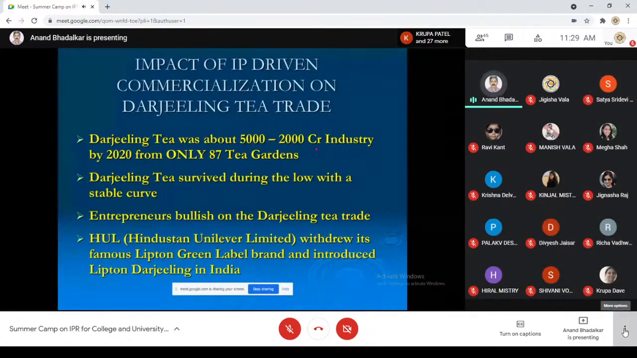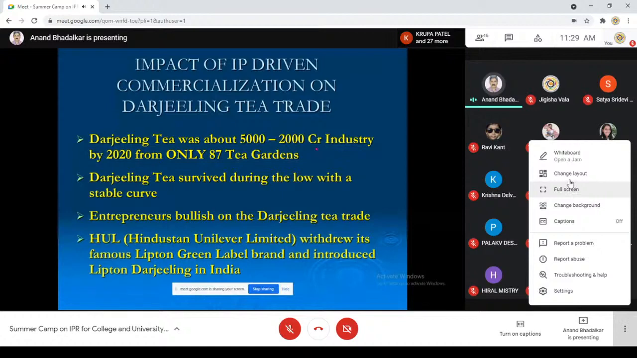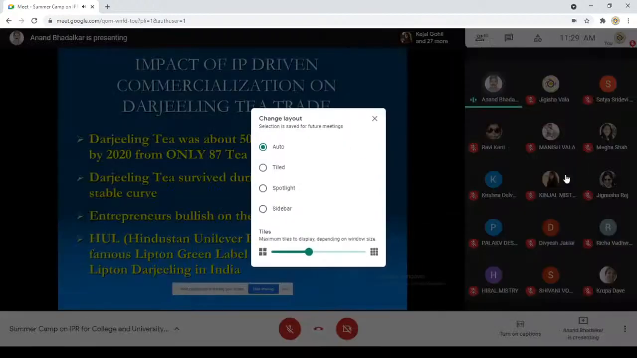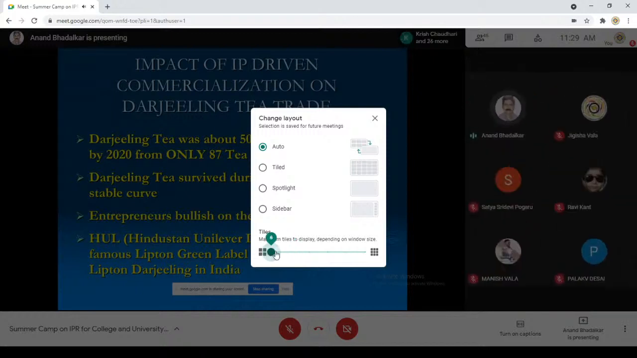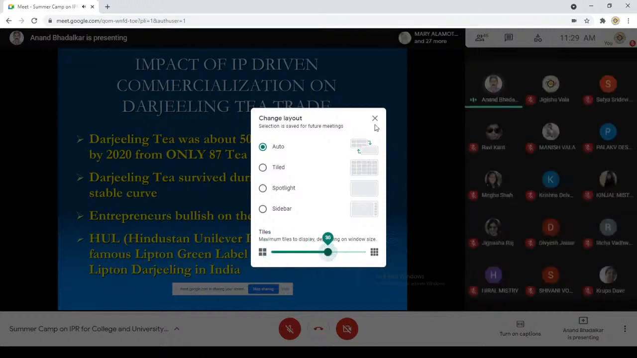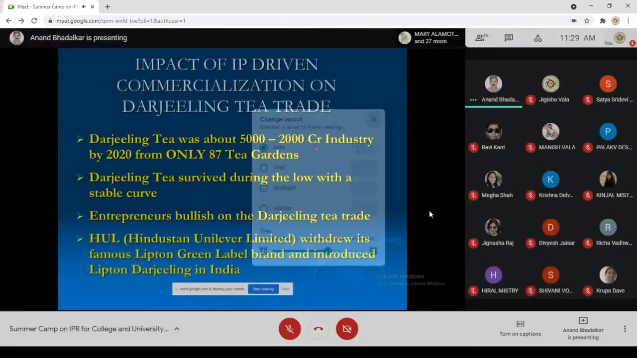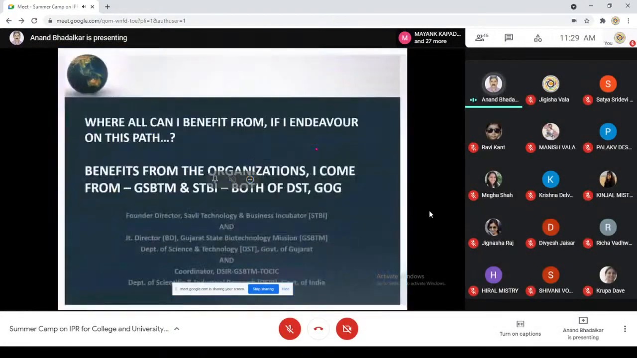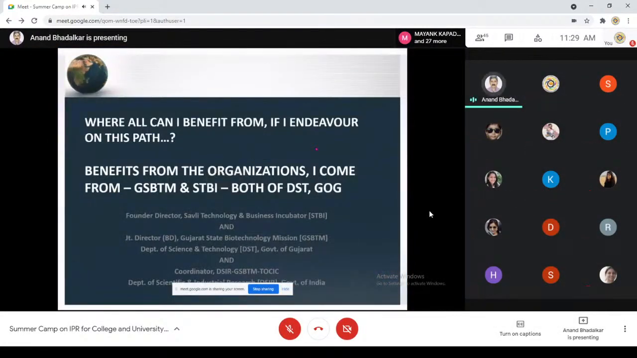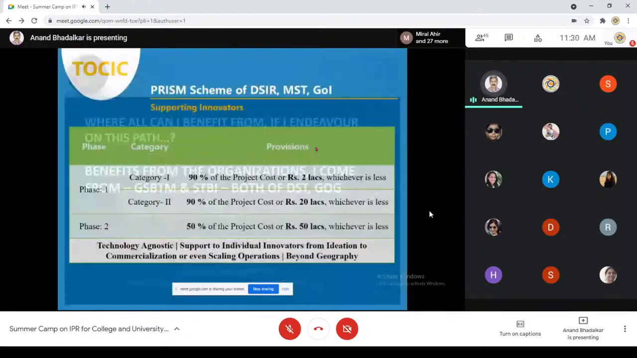देखो, सिर्फ पैटेंट फाइल करना, सिर्फ ट्रेडमार्क फाइल करना या कॉपीराइट फाइल करना इज नॉट इम्पॉर्टेंट, उसको कमर्शियलाइज भी करना चाहिए. So my focus in today's talk is on the need for commercialization. Okay, I have only 2 minutes left. I will quickly take you through what all benefit can you draw from the organizations that I come from if you endeavor onto this path.